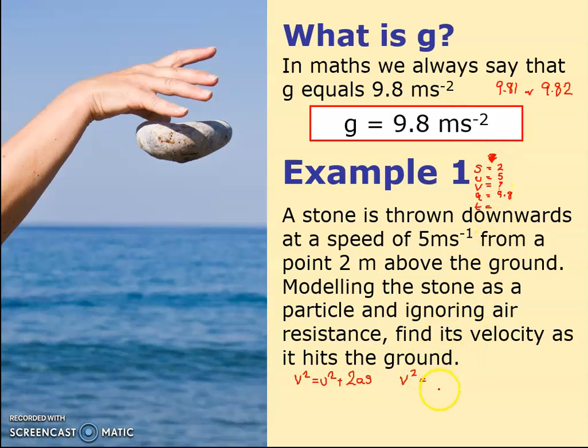v squared equals u squared, which is 5 squared. Well, I know that's 25. Plus 2 times a, 9.8, times s, it falls 2 meters as well. So I type that into my calculator. 25 plus 2 times 9.8 times 2 is 64.2. Now, of course, this needs to be square rooted because this is v squared, 64.2. And v, if I square root it, has got to be 8 point something or other. Let's just do it here on a calculator.